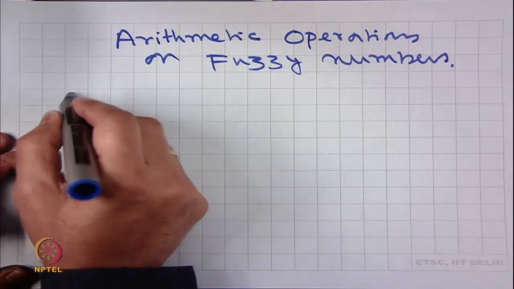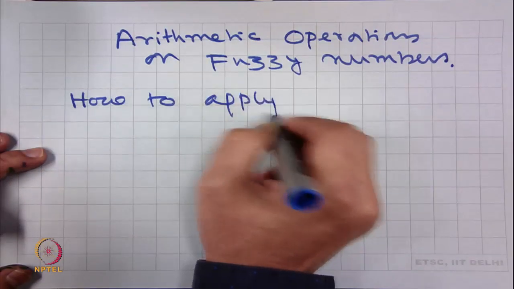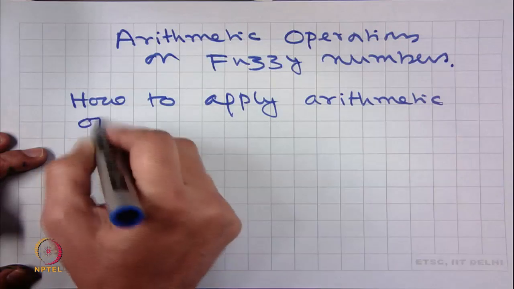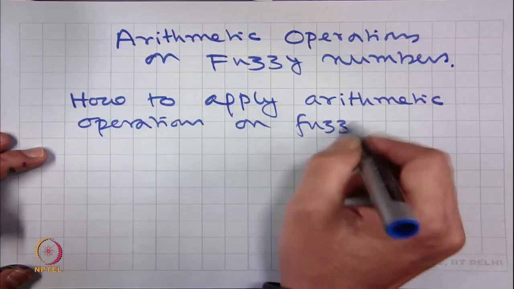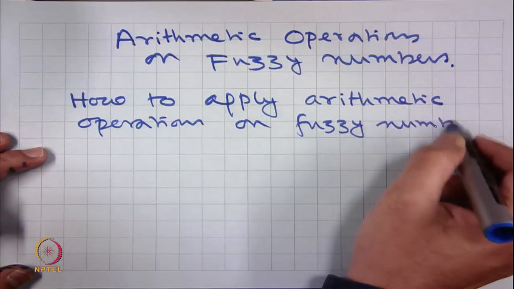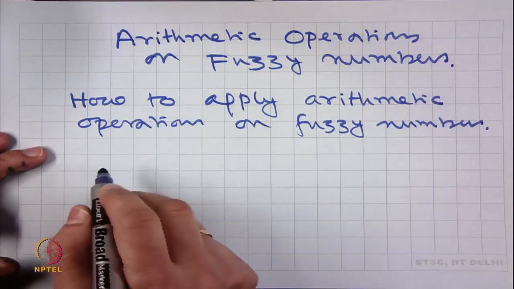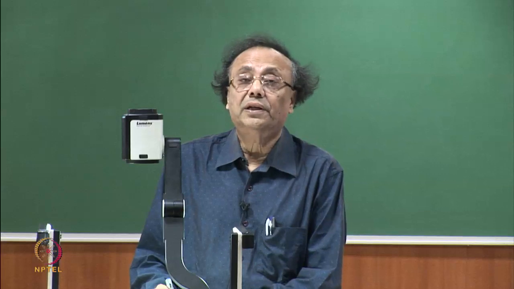Question is how to apply arithmetic operations on fuzzy numbers, because a fuzzy number is not a unique number, it is a set characterized by its different alpha cuts, which are closed intervals on the real line.